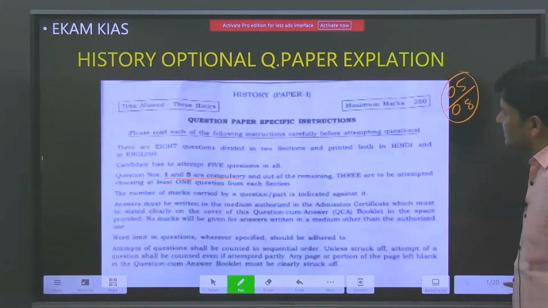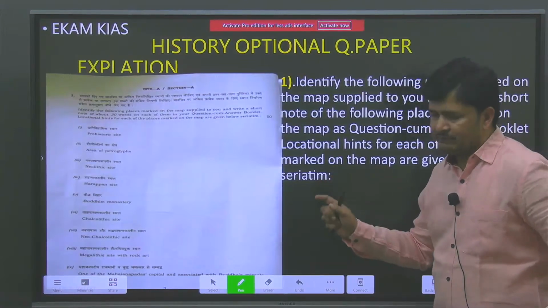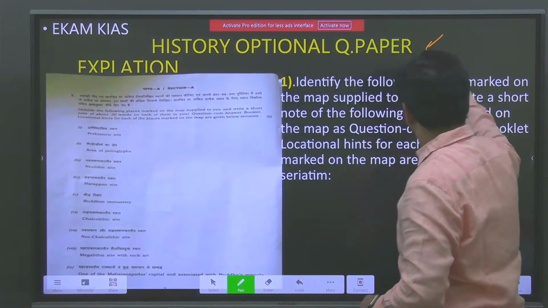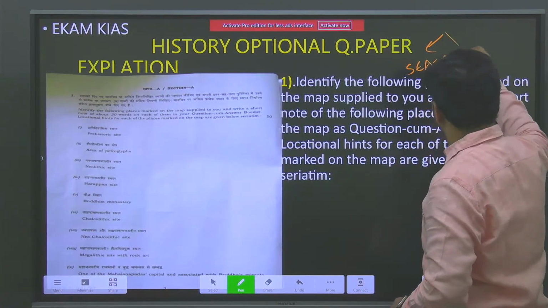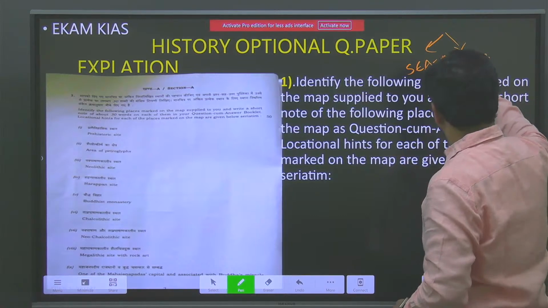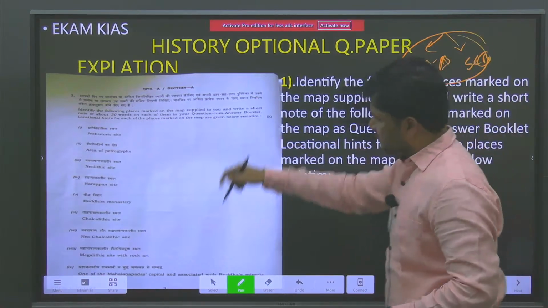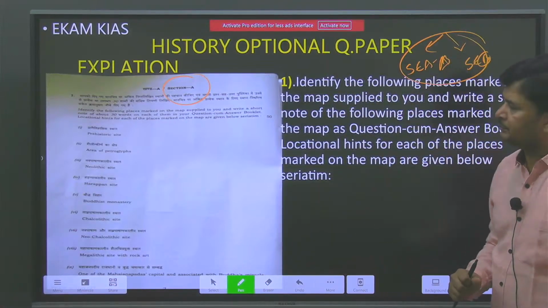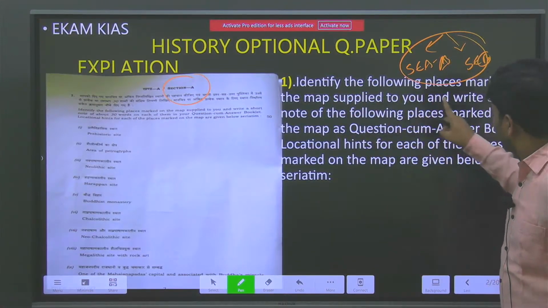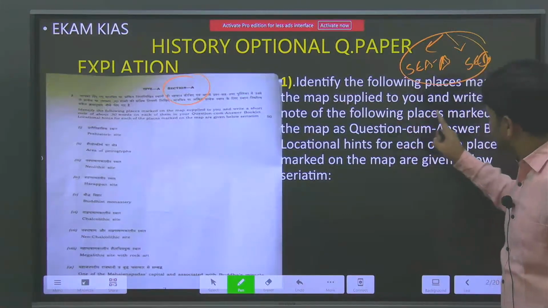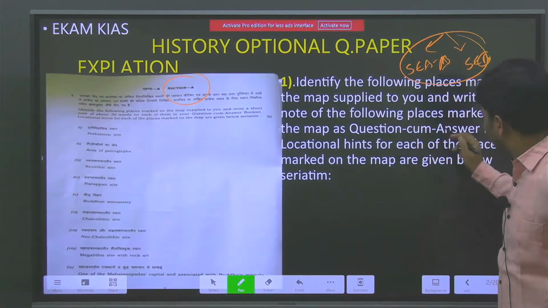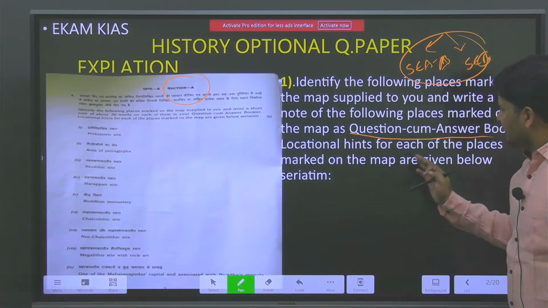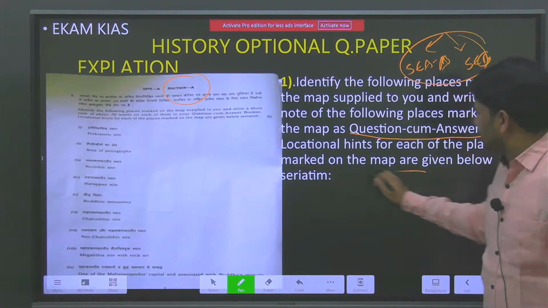Now with this background, let us start with the first section, A. As we referred in the instructions, we have 2 sections, section A and section B. First we'll start with section A. The first question in section A: identify the following places marked on the map supplied to you and write a short note on them in the answer booklet, with locational hints for each of the places marked on the map that are given below.